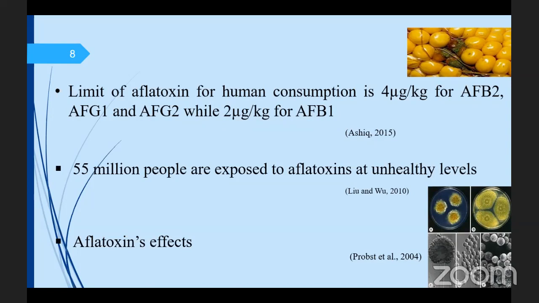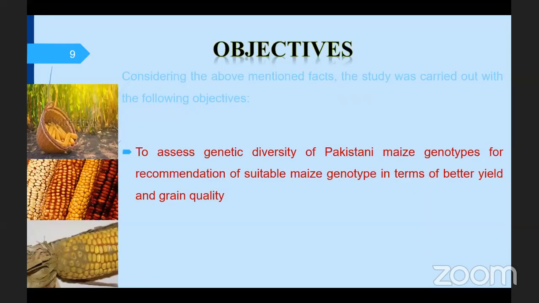About 55 million people are exposed to aflatoxins at unhealthy levels, and they cause several types of diseases and even death. The objective of my presentation was to assess the genetic diversity of Pakistani maize genotypes for recommendation of suitable maize genotypes in terms of better yield and grain quality.